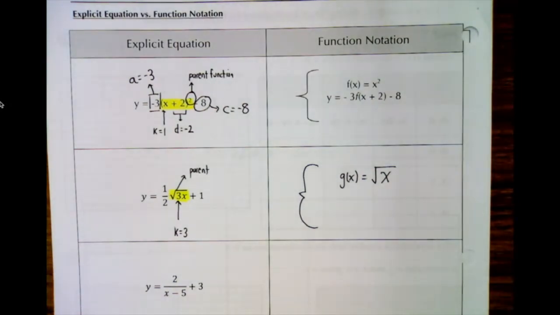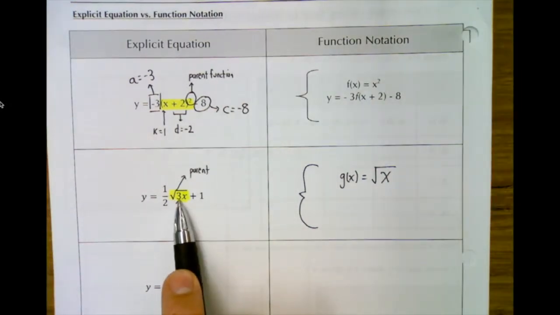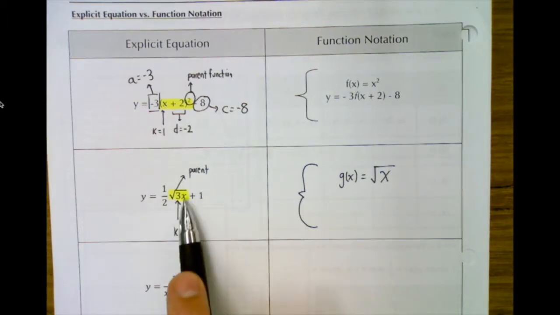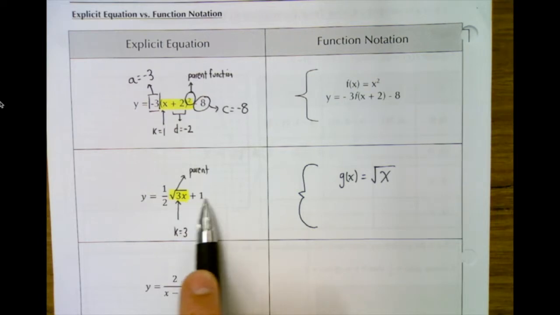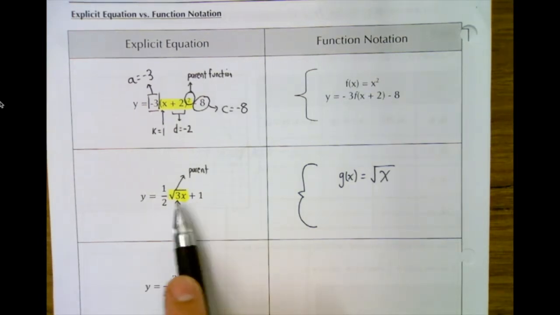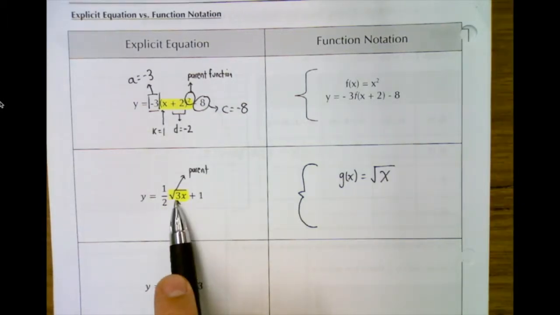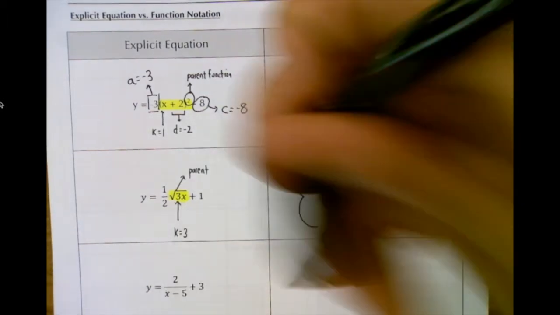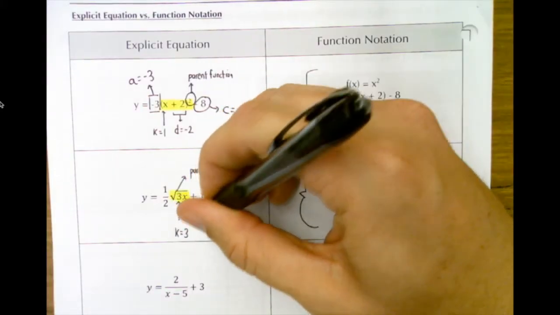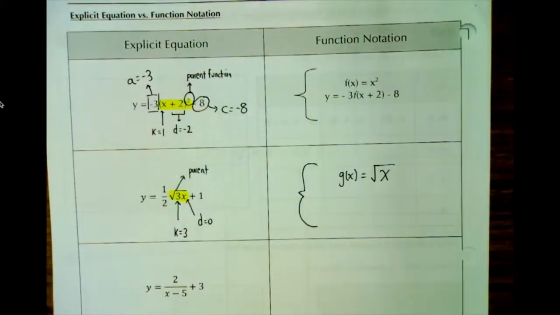Inside the square root of x, we have our k of 3, and we don't have a shift left or right because that +1 is outside the square root sign. If it was under the square root, then this would be part of our d value, once we common factor the 3 out. But since it's not there, this 3 is k, and the d value would be 0. There would be no shift left or right.